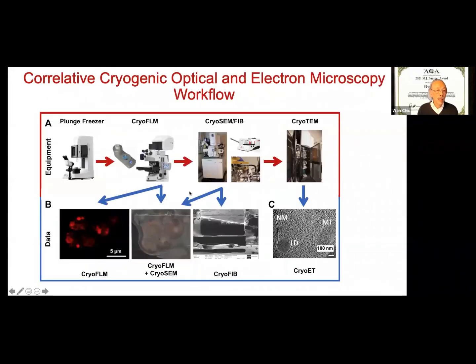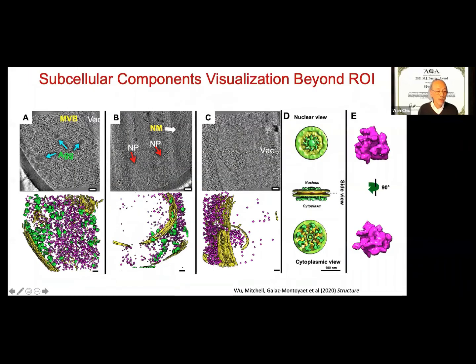And so finally, there's another method: if the cell is too thick, we can use a thinning procedure, focused ion beam, to make it thinner. And from there, we can actually see a variety of subcellular organization.